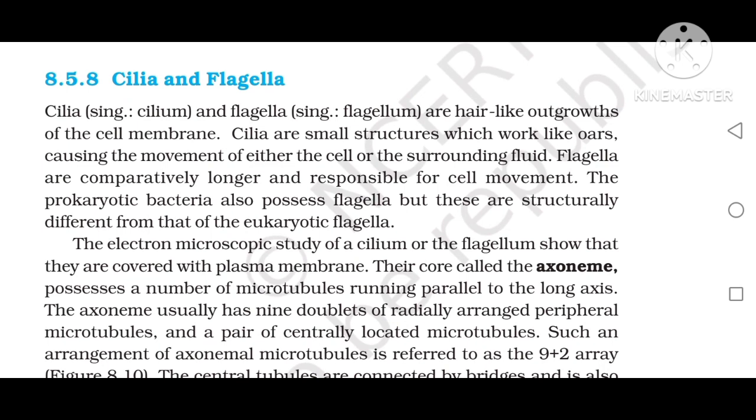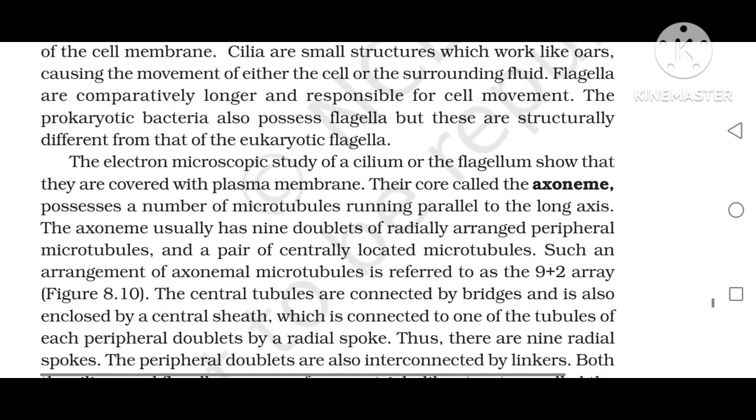Cilia and flagella. Cilia (single: cilium) and flagella (single: flagellum) are hair-like outgrowths of the cell membrane. Cilia are small structures which work like oars, causing the movement of either the cell or the surrounding fluid. Flagella are comparatively larger and responsible for cell movement. The prokaryotic bacteria also possess flagella, though these are structurally different from those of the eukaryotic flagellum.